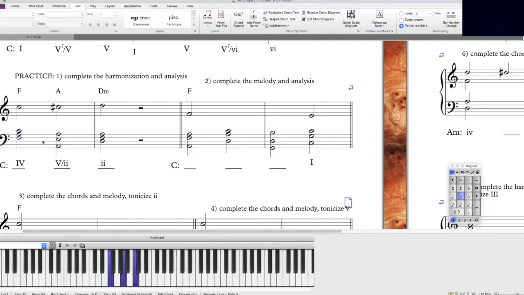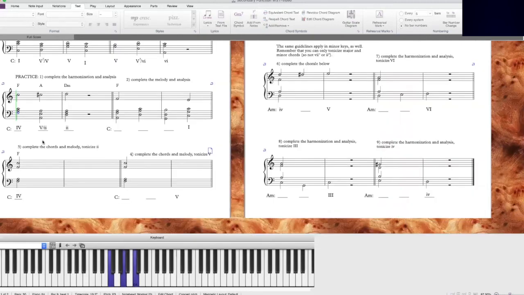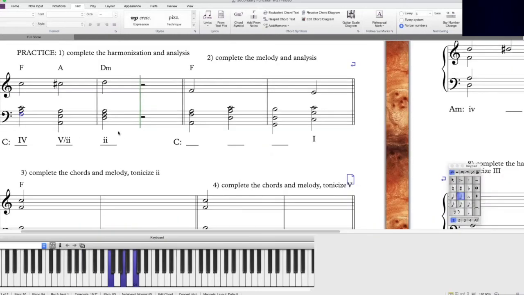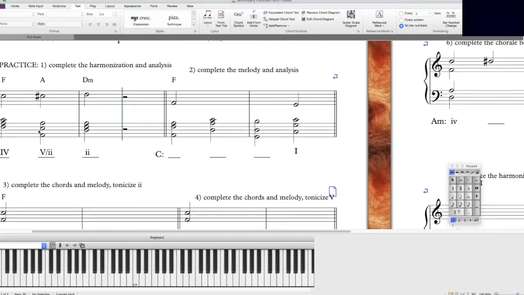So this is what that sounds like when it's completed. Right? It kind of sounds like we moved to D minor a little bit there. That's great. That's what we want. We're briefly, just for 2 chords, sort of in D minor. All right, let's look at another example.